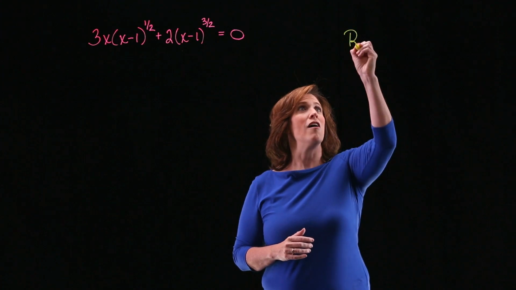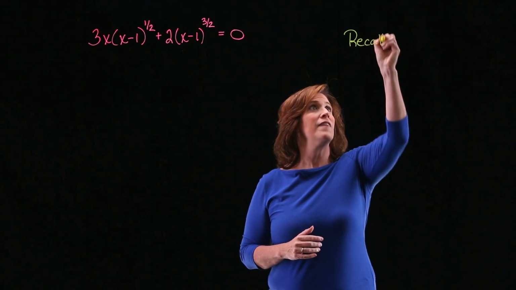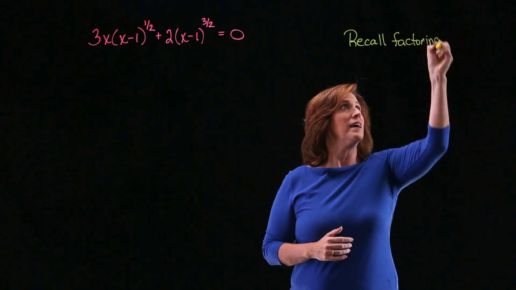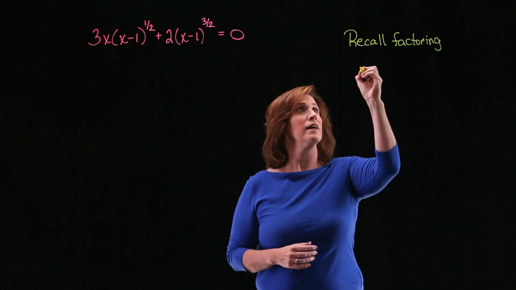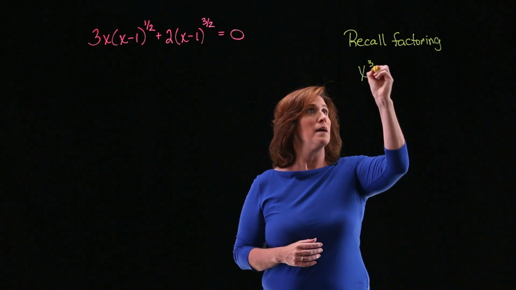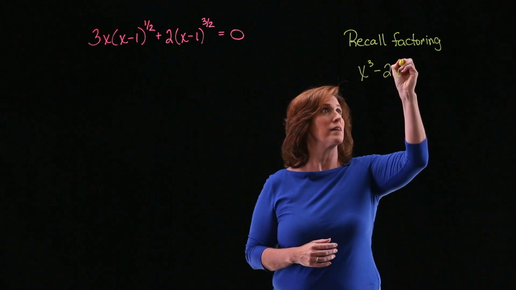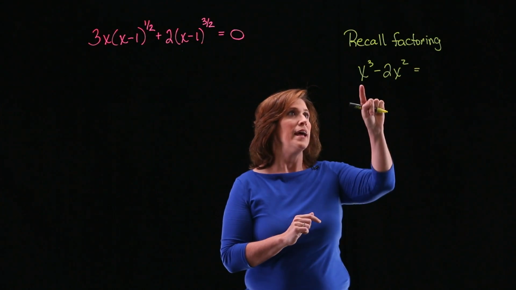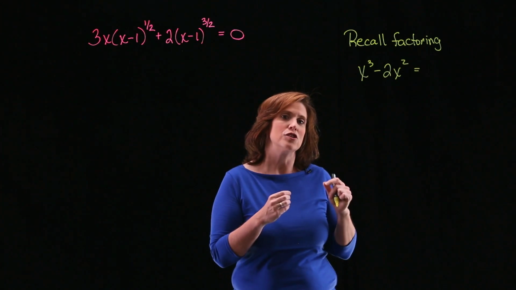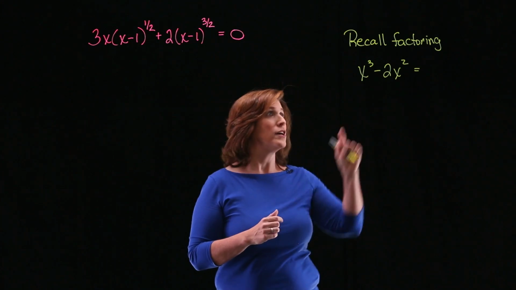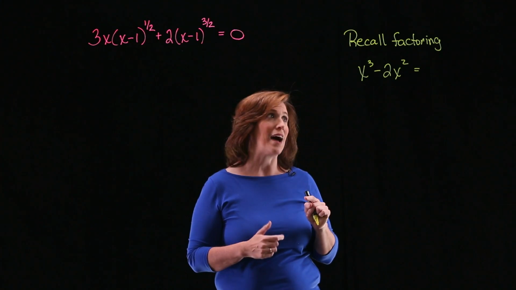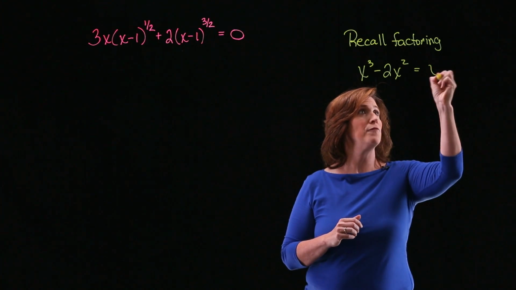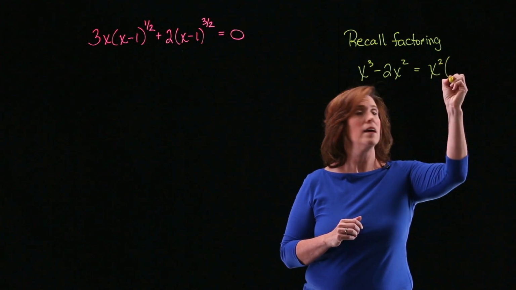So I'm going to say recall factoring. Let's start with something simple, like x cubed minus 2x squared. When I factor this, I want to factor out the x that has the smallest degree. So in this case, I'm going to factor out x squared because it's the smallest of the two x terms.